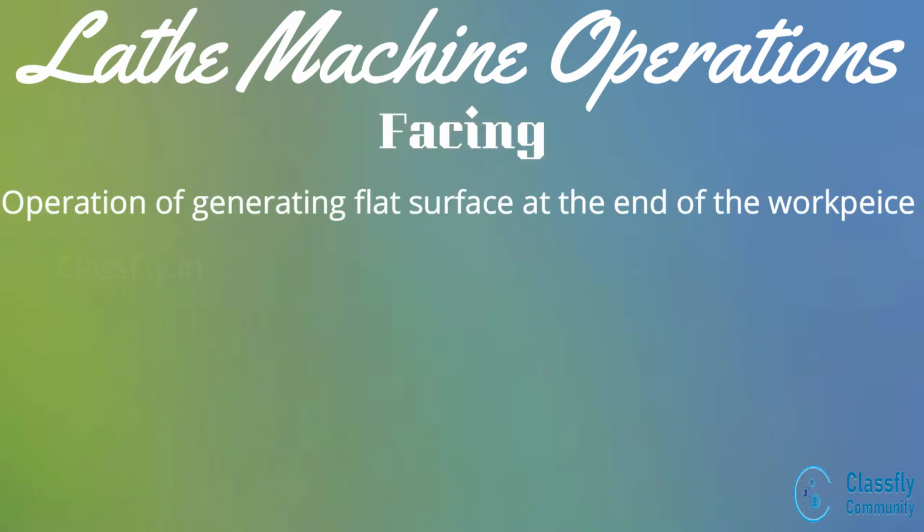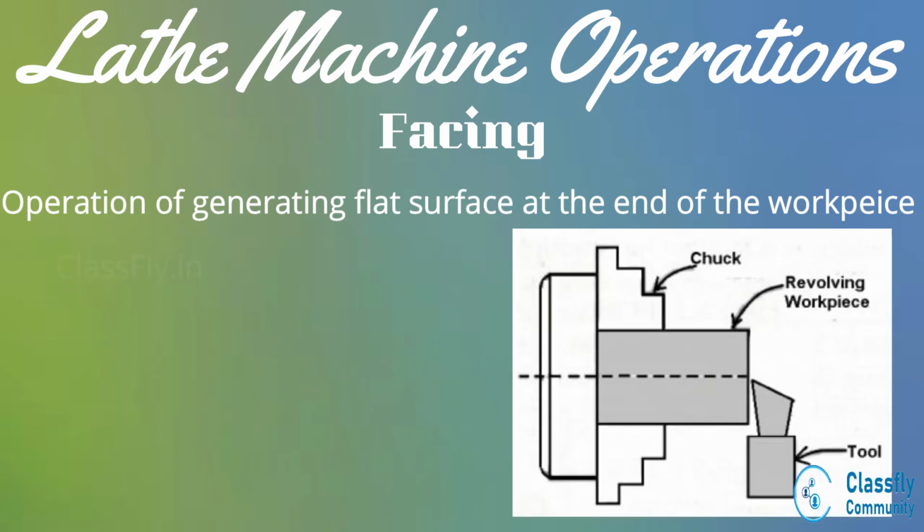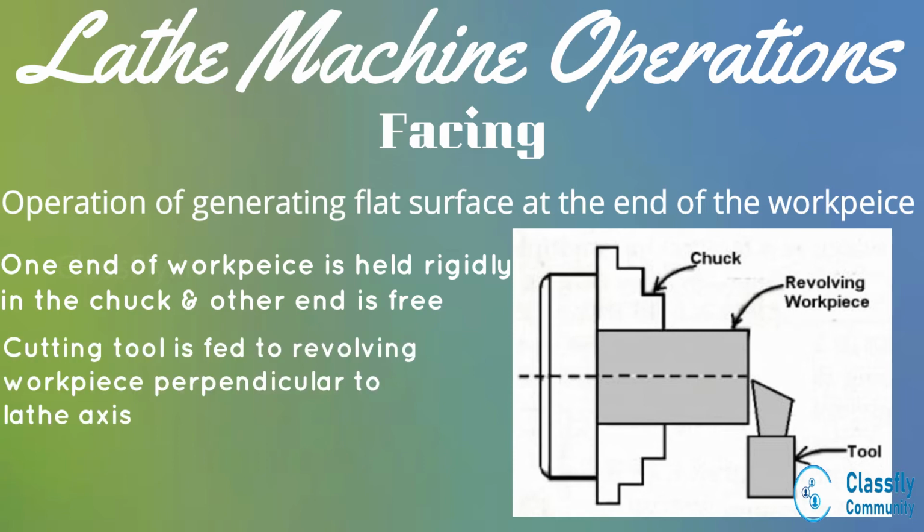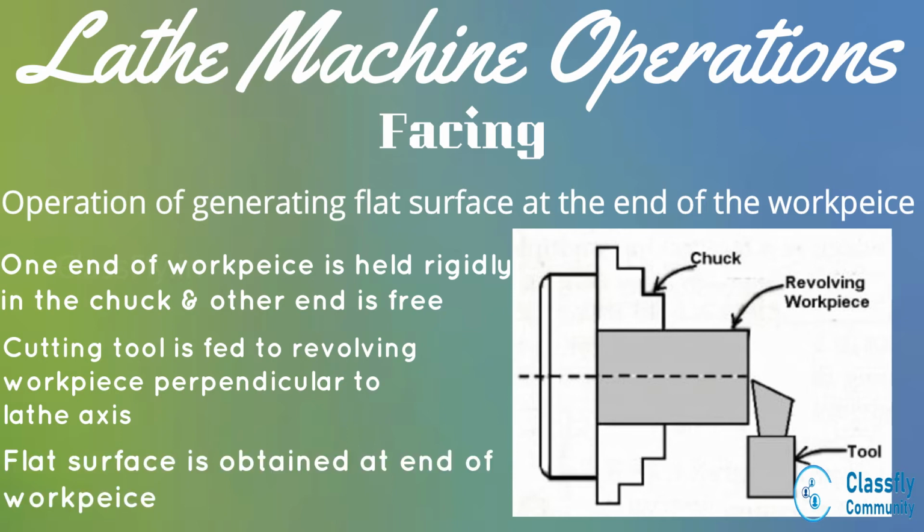Well, this is the operation for generating a flat surface at the end of the workpiece. Here, one end of the workpiece is held rigidly by the chuck of the lathe, while the other end is left free. The cutting tool is fed in a direction perpendicular to that of the lathe axis. Hence, this produces a flat surface at the end of the workpiece. Also, we can see that the facing operation can be used to reduce or cut the workpiece to the required length.